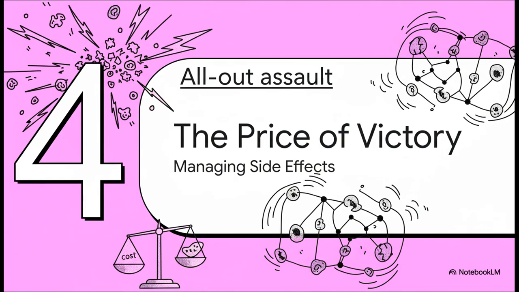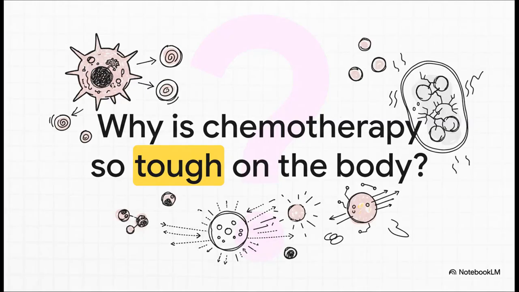Now, obviously, these strategies are incredibly powerful, but all that power comes at a cost. An all-out assault on rapidly dividing cells is going to cause some collateral damage, and that's what we know as side effects. It's a question anyone who's been close to this has asked, right? If these drugs are so smart, why do they make patients feel so awful? Well, the answer is all about what they target.